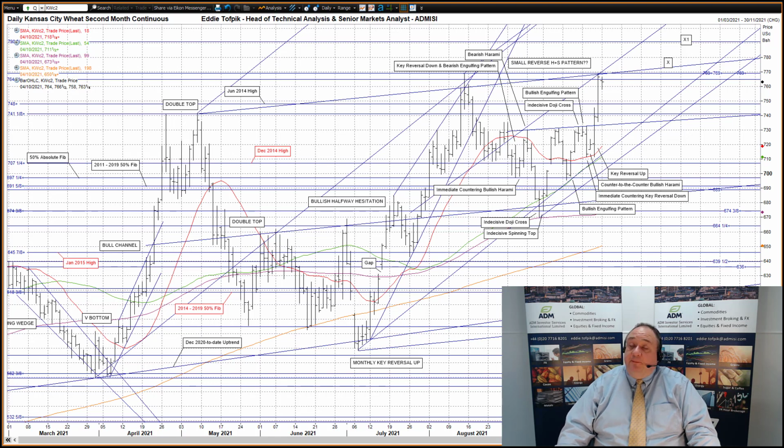I'll start with Kansas City. There are some obvious differences here that I have previously been at pains to point out compared to the Chicago contract. However, there were in recent days also quite a few similarities. There was a bullish halfway hesitation in July, though a singular one during the pullback up, with an initial target in the 713 area and a secondary target in the 742 area. Both have been achieved, unlike the ones in Chicago.